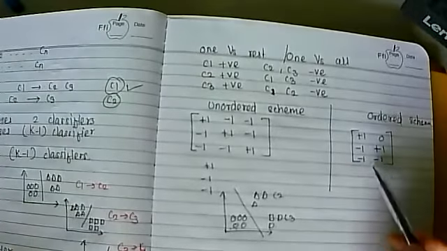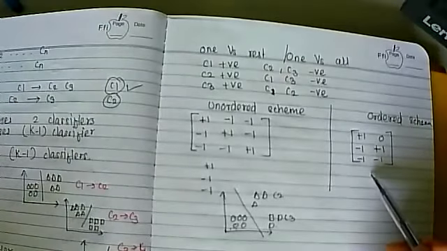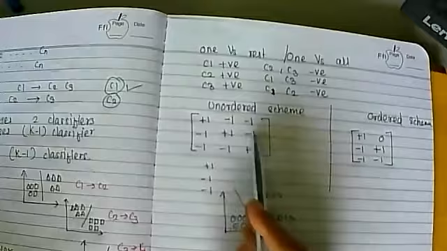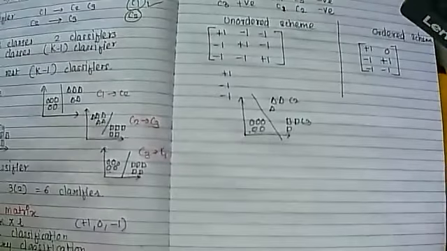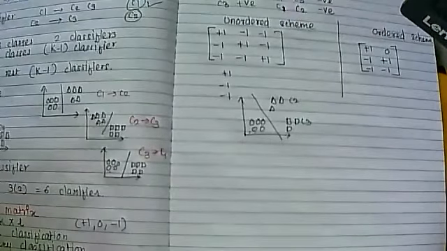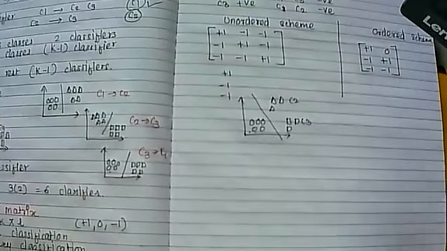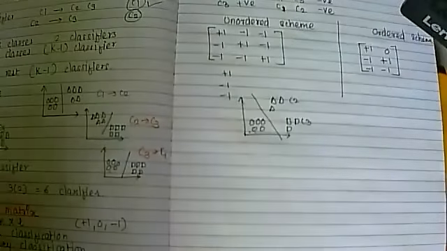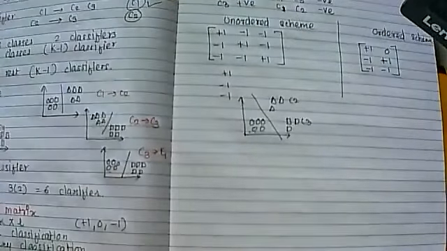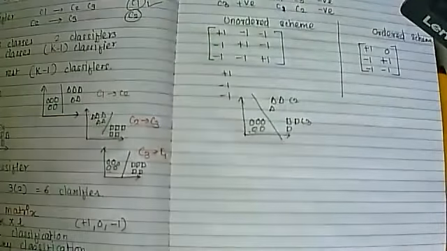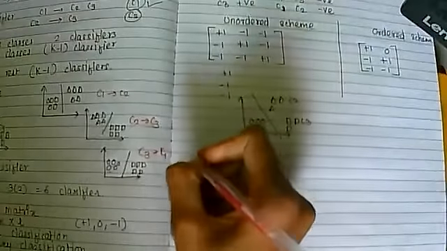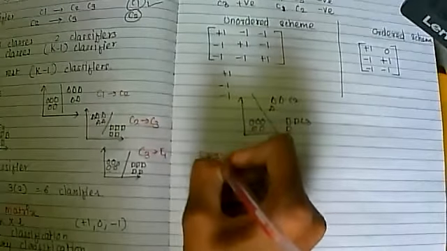So this is for ordered scheme. This matrix is for ordered scheme and this matrix is for unordered scheme. Now, why is this required? Why are output code matrices required? Suppose an instance is given and we have to find out which class that instance will go in.